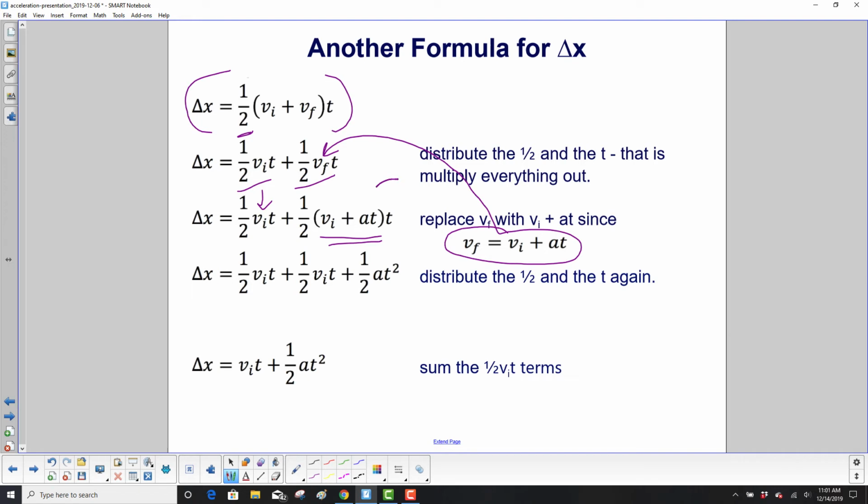Now we're going to get rid of the parentheses again by multiplying through by t. So this first term comes down undisturbed, and then we're going to have 1/2 times Vi times t for the first term, then 1/2 times At times t, and what's that going to be? Well, t times t is t squared, so we have 1/2 At squared. Do these two guys look familiar? Yeah, they're both Vi t, so let's just add them up. So 1/2 Vi t plus another 1/2 Vi t gives a whole Vi t. So we have displacement is Vi t plus 1/2 At squared.